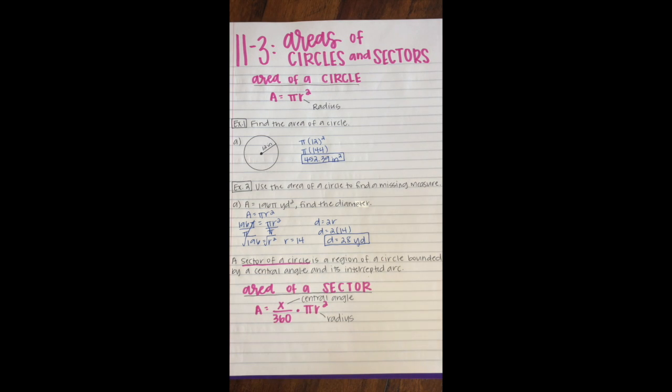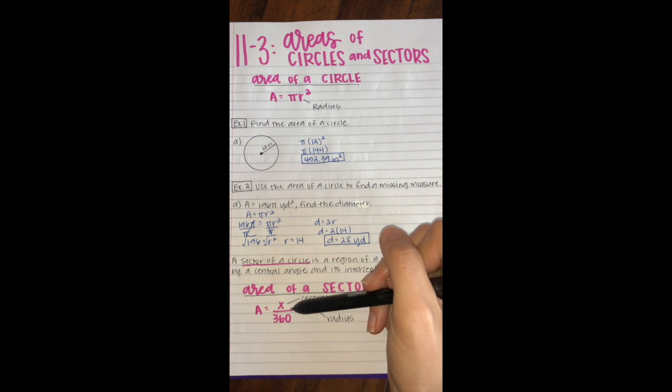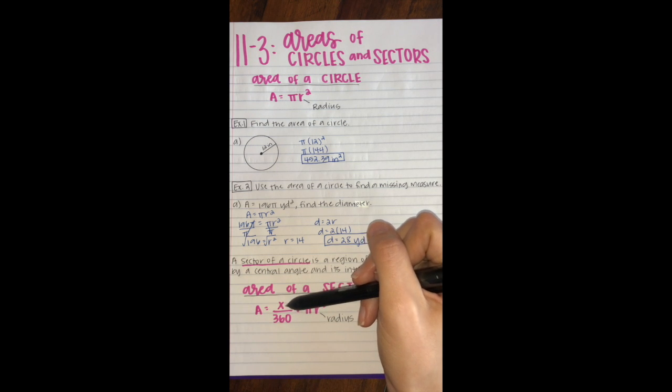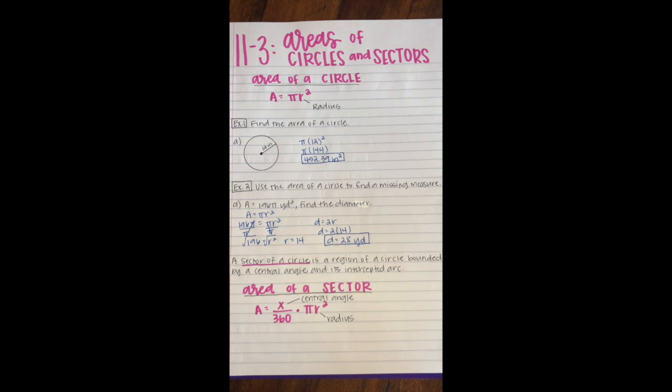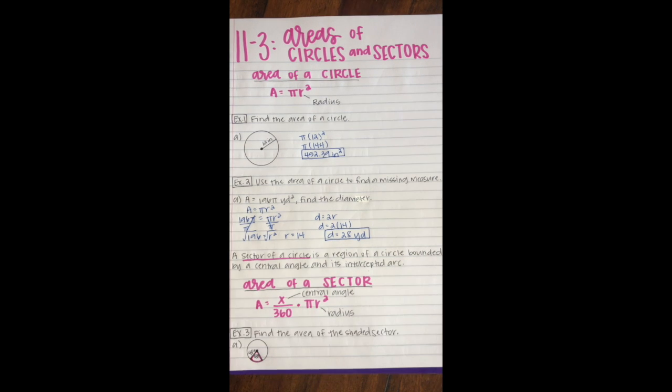So let's say it's only part of a circle. Maybe it's 87 degrees. So we would do the same thing, but the 87 would go right here with x, and then that would get us the portion, because again, 360 is a full circle. So we just put our angle right there, and then we can plug everything else in like the area of a circle.